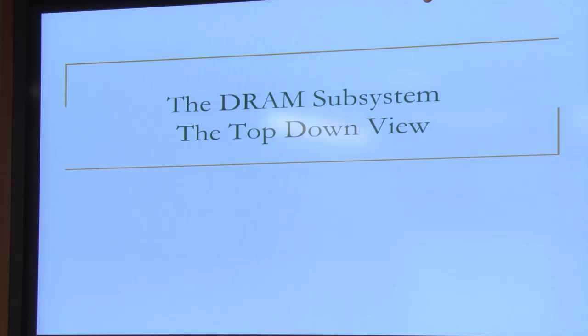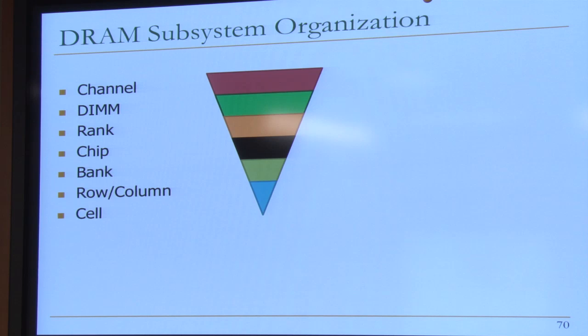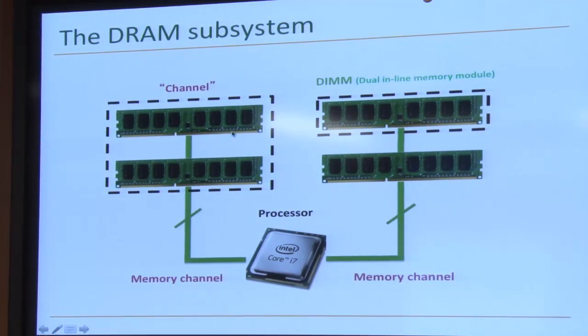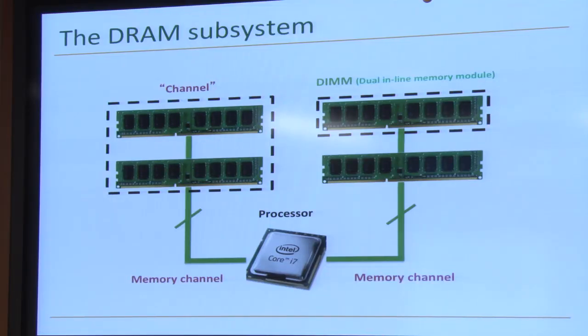OK, let's do the top-down view. Any questions before? So hopefully you have a good idea of what a DRAM system looks like. Let's take a look at it from the top down. Basically, in today's processors, you actually have many channels. Two channels are very common. But remember, there's a downside to having more channels because you're adding more pins. And you're adding more memory controllers also, so your power consumption increases.